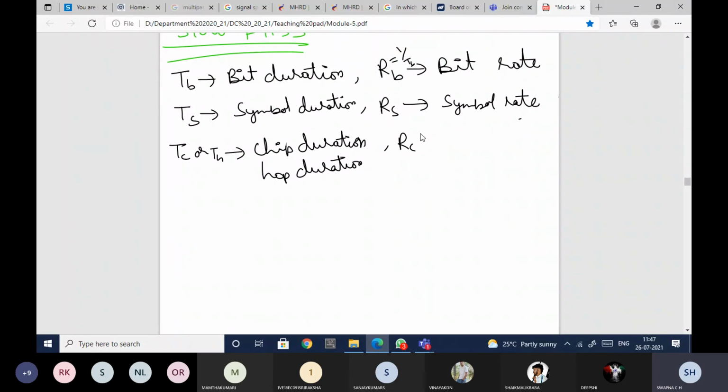RC or RH is said to be the chip rate or hop rate. First you need to know what hopping is. Hopping means jumping from one frequency to another frequency. That is said to be hopping. So this is said to be the hop rate or chip rate.